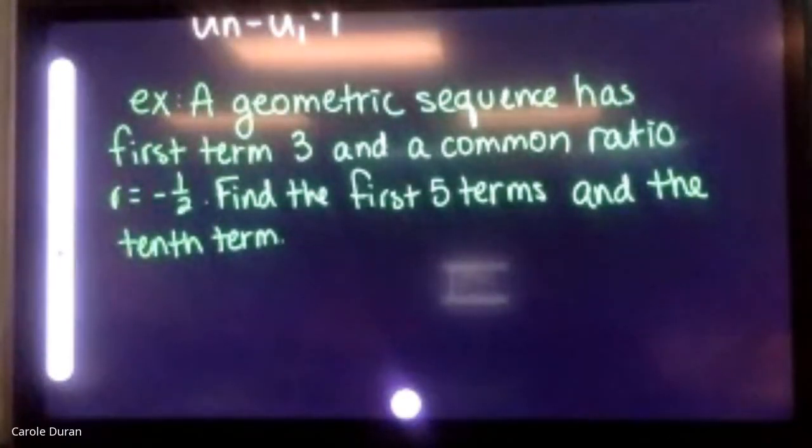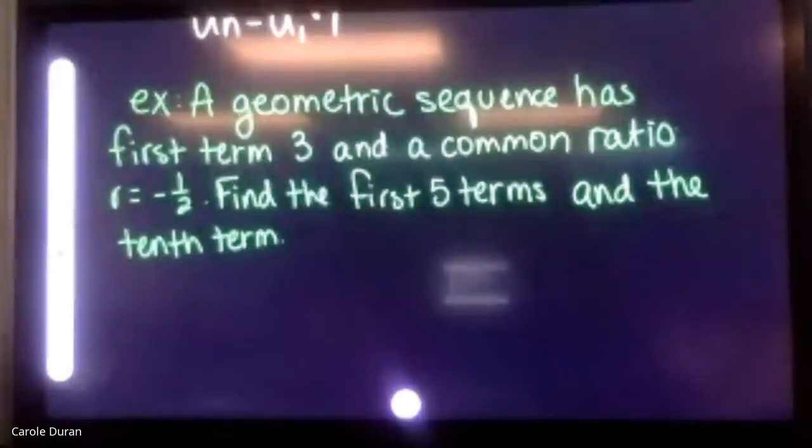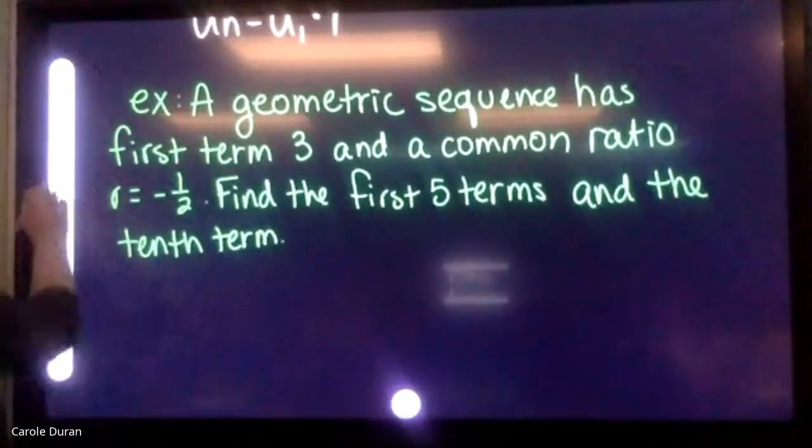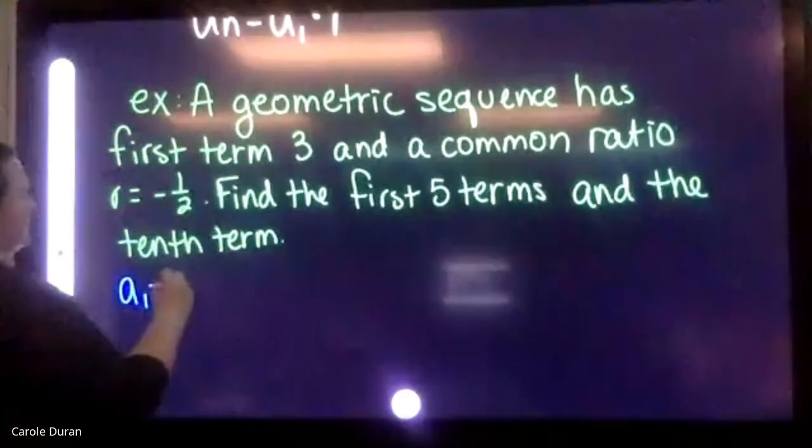So I'm going to do this the formal way, but honestly, once you realize the pattern, you don't have to write out how we find each term. You just write what the terms are. But to show you what's happening, I'm going to write it out formally and expanded. And then you're welcome to do whatever you're comfortable with on your paper. So clearly, I know that my first term is 3. So A1 equals 3.